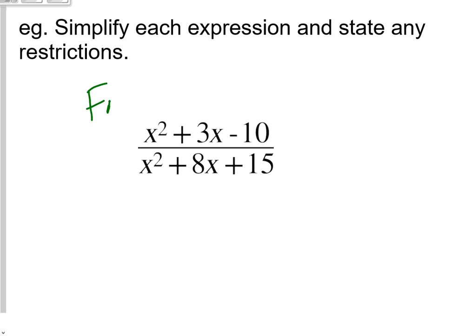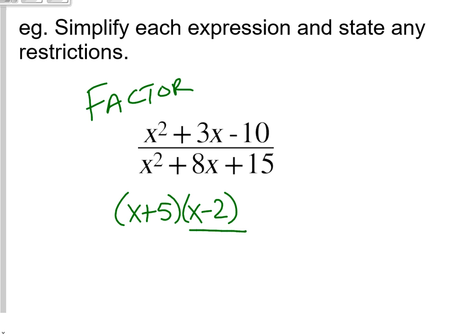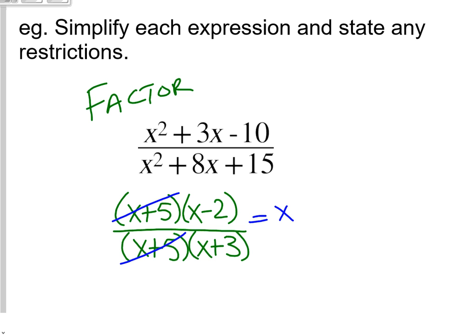Again, first step, always to factor. So let's take a look at that numerator. Two numbers that multiply to negative 10 but add together give me 3 are going to be x plus 5 and x minus 2, and then in the bottom, two numbers that multiply to 15 are going to be x plus 5 and x plus 3. We can see that the x plus 5s are the same, so they can cancel out, leaving me with x minus 2 and x plus 3.